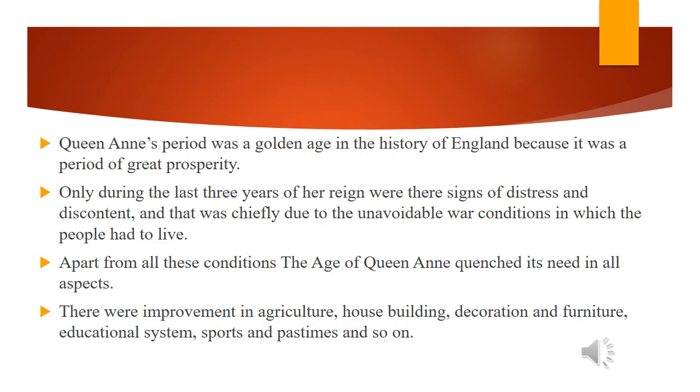Queen Anne's period was a golden age in the history of England because it was a period of great prosperity. Only during the last 3 years of her reign were there signs of distress and discontent, and that was chiefly due to the unavoidable war conditions in which the people had to live. Apart from all these conditions, the age of Queen Anne met its needs in all aspects. There were improvements in agriculture, house building, decoration and furniture, educational system, sports and pastimes, and so on.